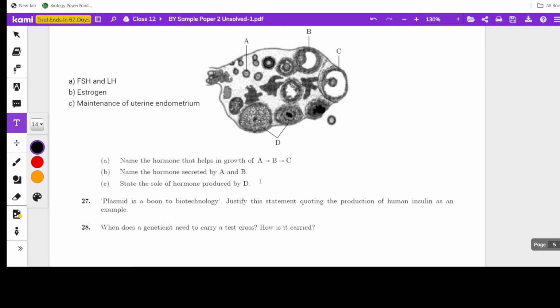State the role of hormone produced by D. The Graafian follicle becomes the corpus luteum after the ovum has been released, so it is progesterone. It helps in the maintenance of the uterine endometrium, because it is the corpus luteum. We can see the release of the ovum here.